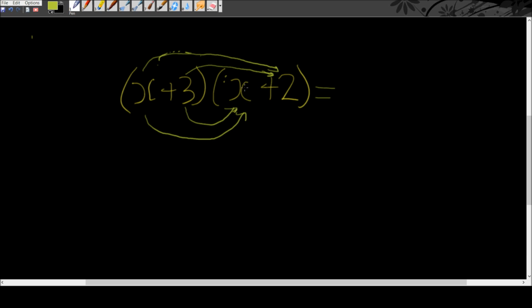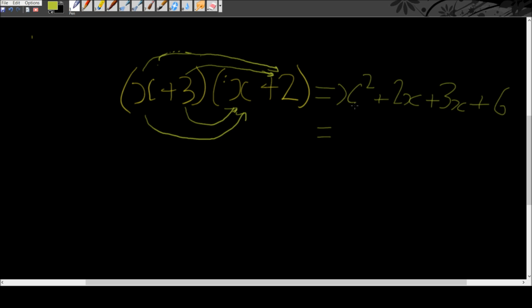So x times x is going to give us x squared. X times positive 2 is going to give us a positive 2x. Then positive 3 times the x is going to give us a positive 3x. And then the positive 3 times the positive 2 is going to give us a positive 6. This can now be simplified.